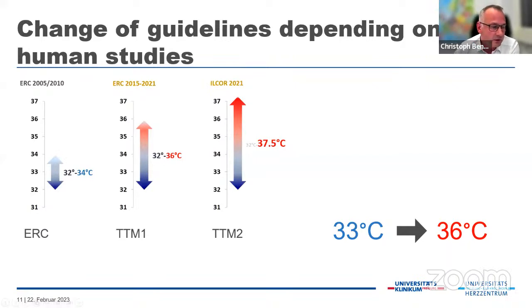Same in the TTM2 trial. They showed that there is no difference between 33 and 36 degrees, but with the same limitations. We have an extremely short no-flow time, a long time until they reach the hypothermia goal temperature. And they had a really high rate of basic life support of more than 80%.